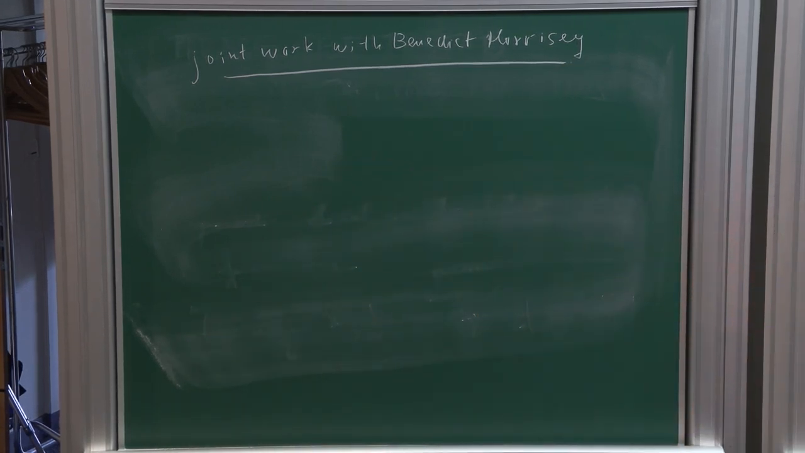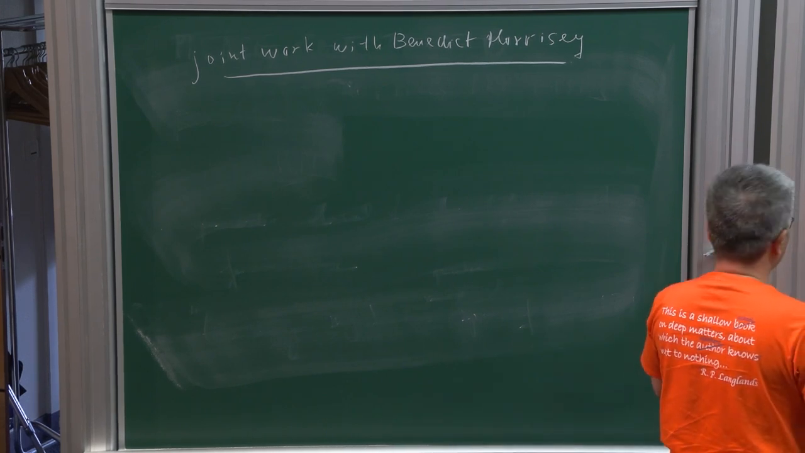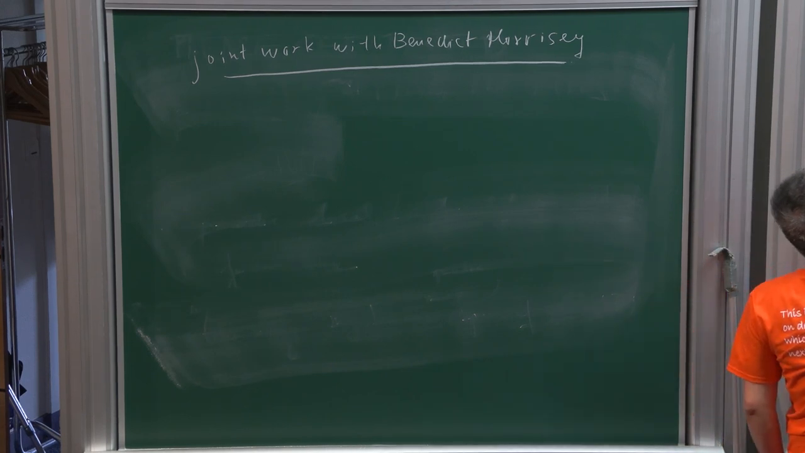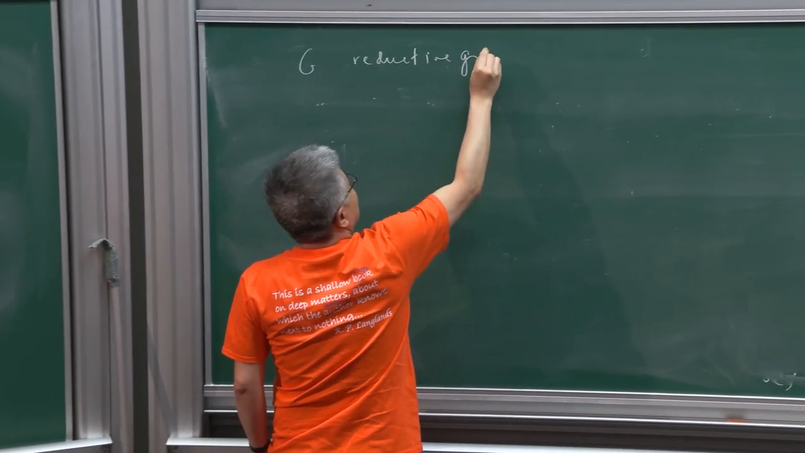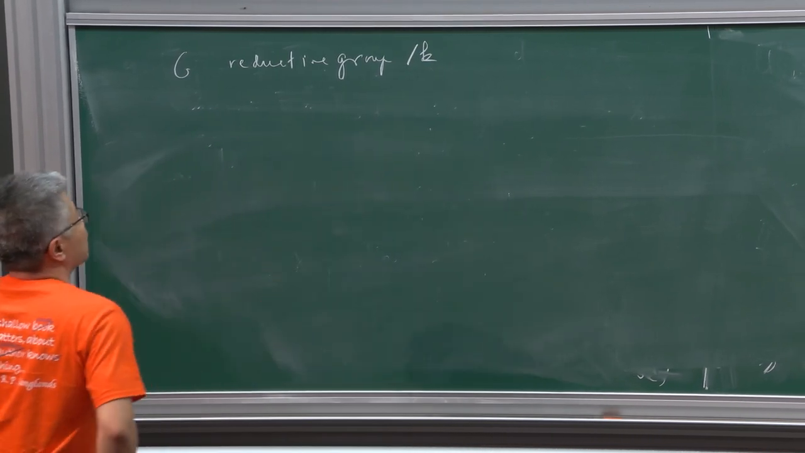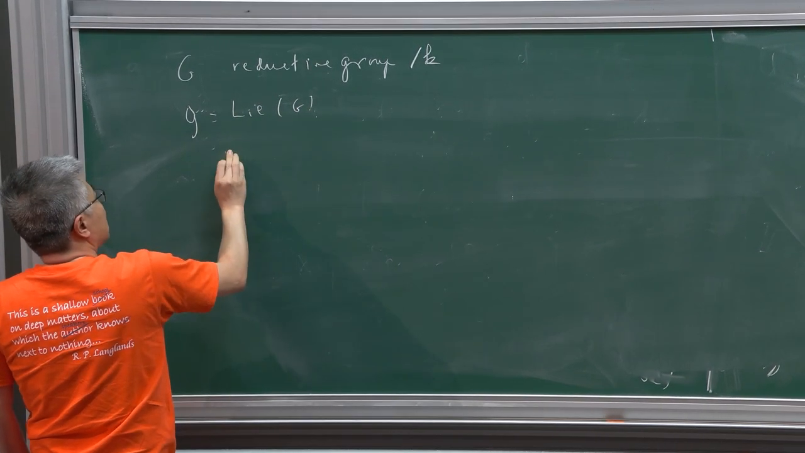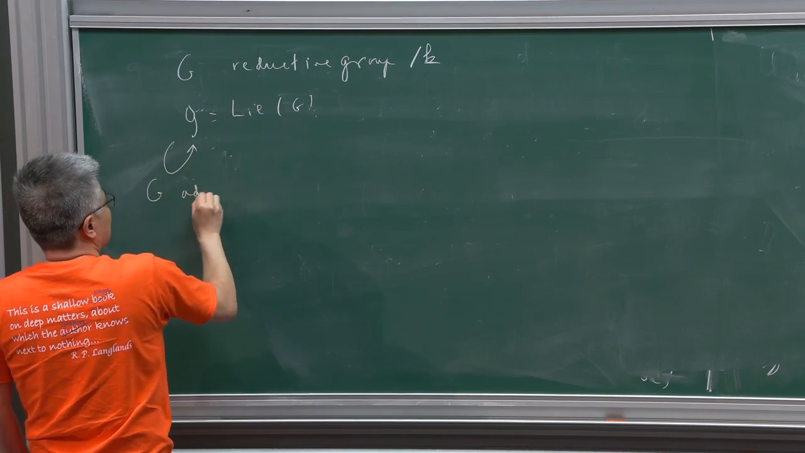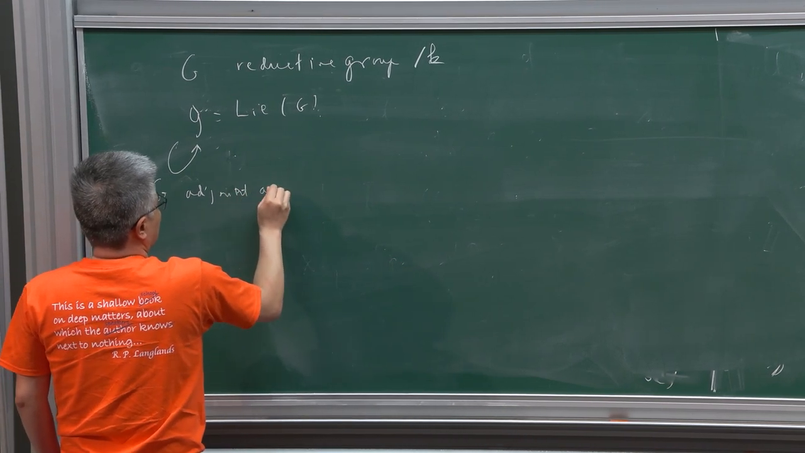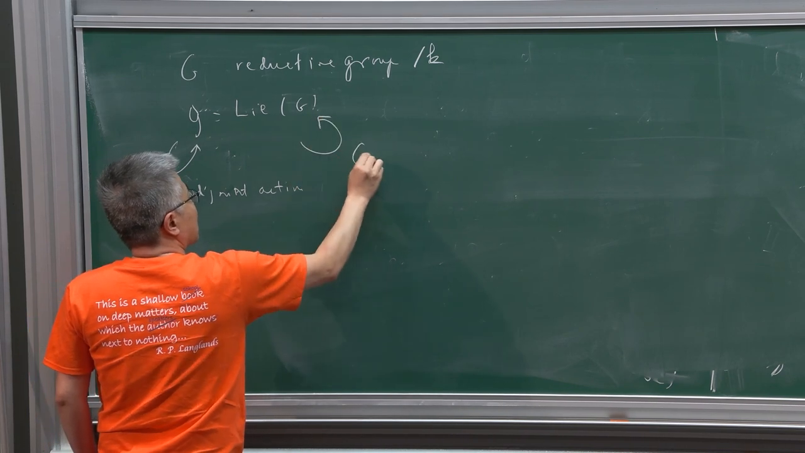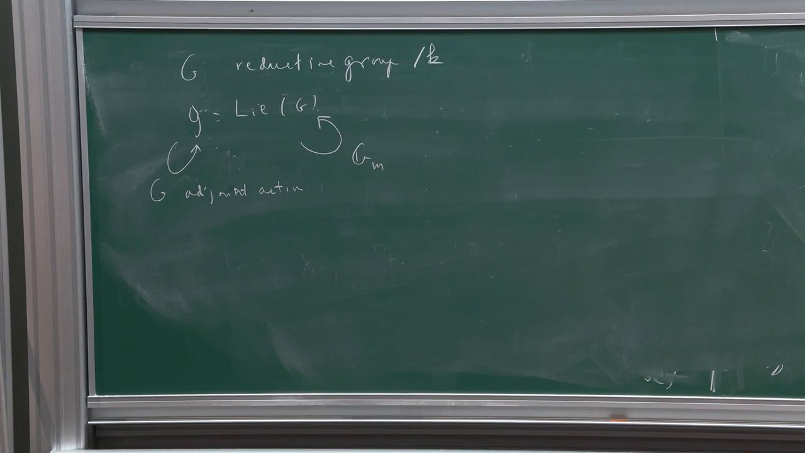But before coming to this, I would like to still do some recap on what I explained on Monday. So we have G a reductive group over a field K, which can be finite for many main applications. On its Lie algebra, we have the action of G by adjoint action, and we have the commuting action of G_m by scalar multiplications, right?